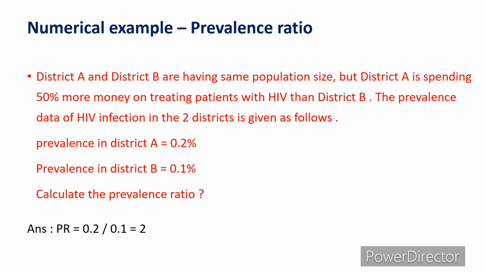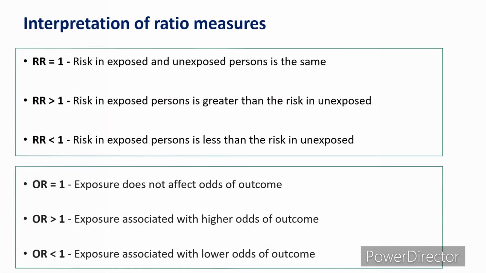Calculate the prevalence ratio. So simply we divide the prevalence in District A by the prevalence in District B, that is 0.2 divided by 0.1. So here the prevalence ratio is 2.